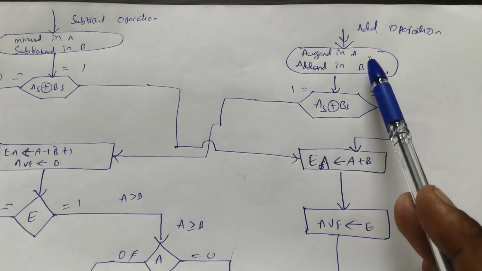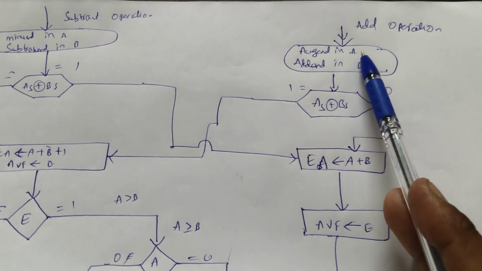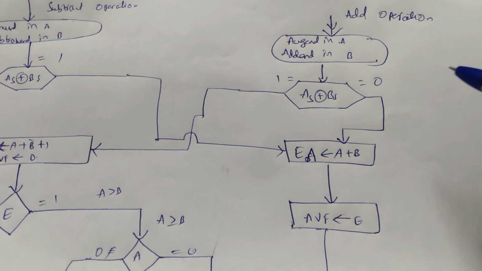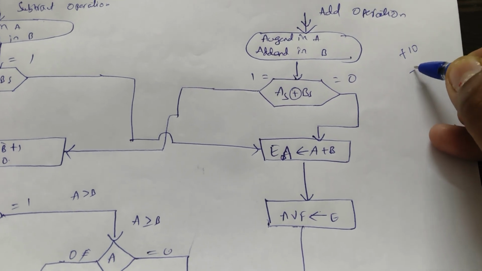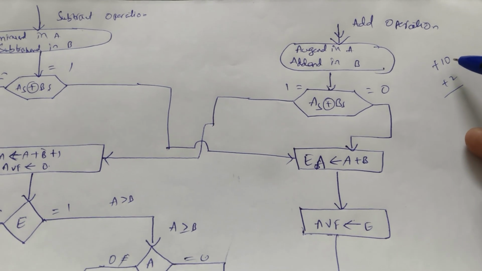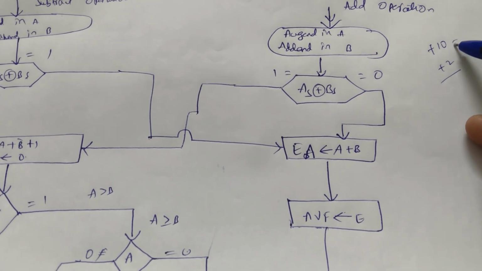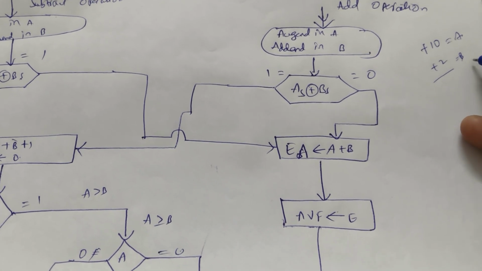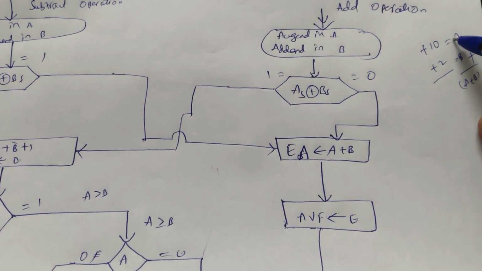While taking an addition operation, we need to take two variables. The A value is stored in the A register, which is called the augend, and B is the addend. Let us assume two numbers, which may be either binary or decimal data. For clear explanation, I'm taking two decimal values: A is plus 10 and B is plus 2. On this A, B, I am going to perform the addition operation, so the result will be A plus B.